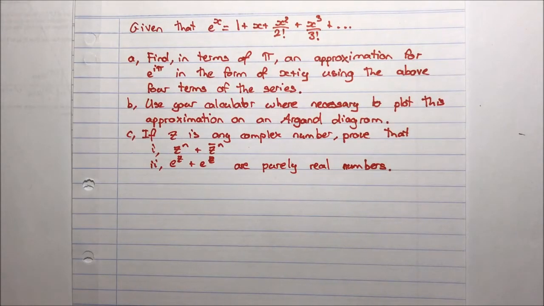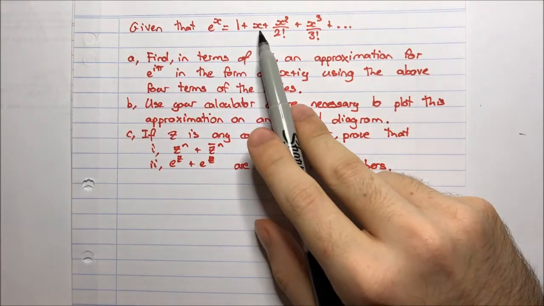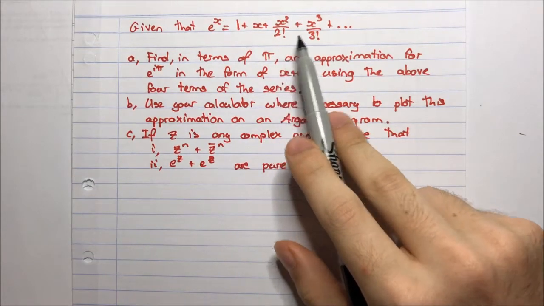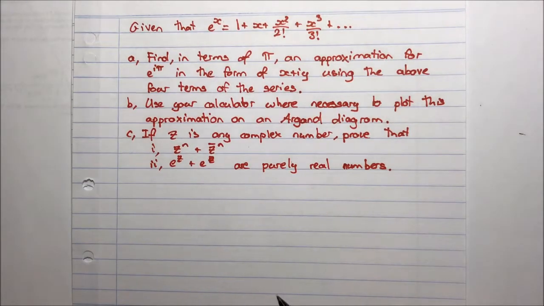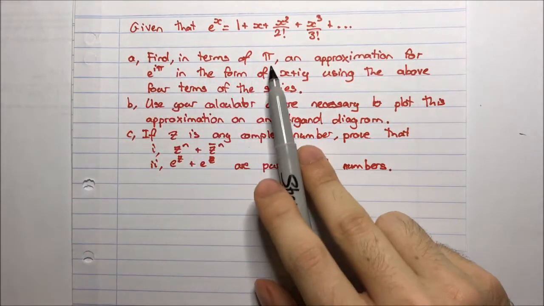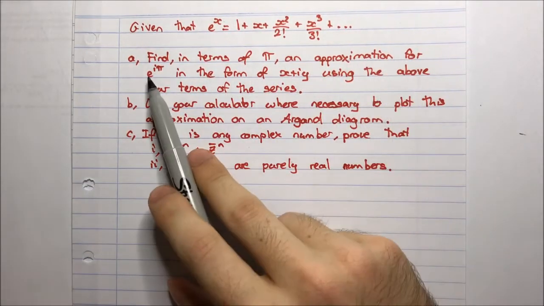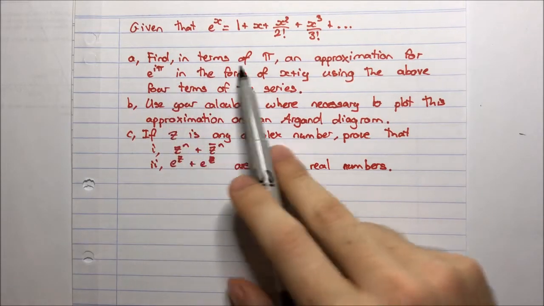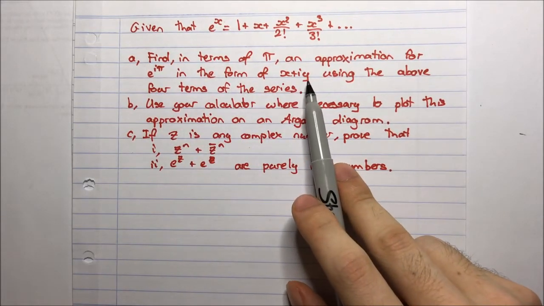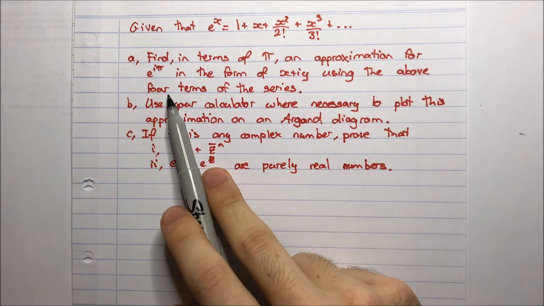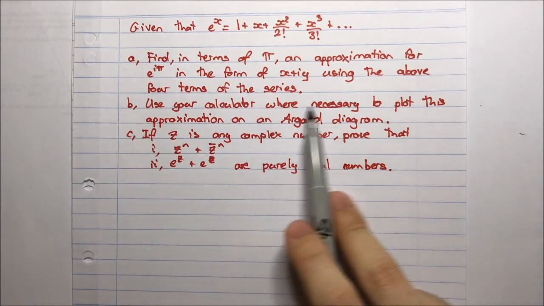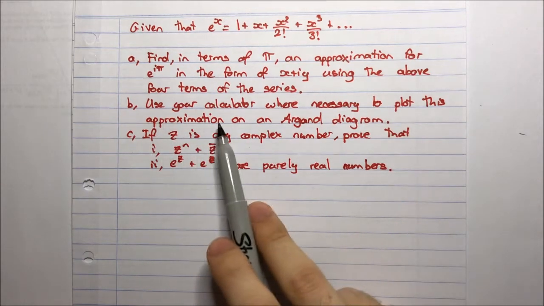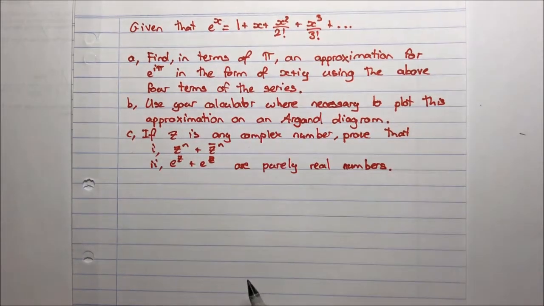Given that e to the power x equals 1 plus x plus x squared on 2 factorial plus x cubed on 3 factorial, and so on off to infinity, find in terms of pi an approximation for e to the power of i pi in the form of x plus iy, using the first 4 terms of the series. Part B, use your calculator where necessary to plot this approximation on an Argand diagram.